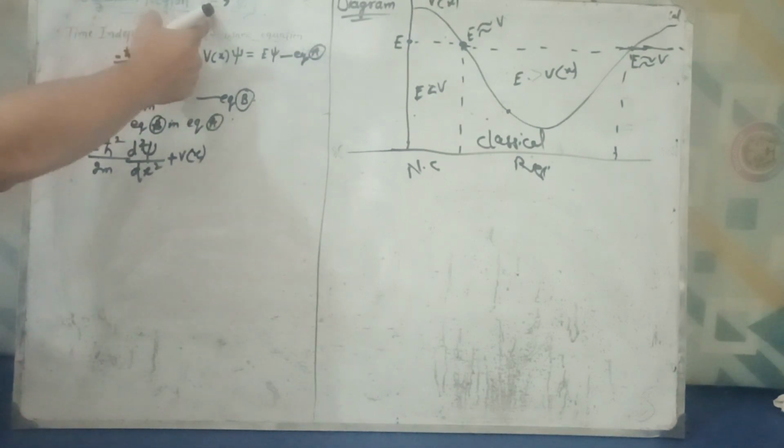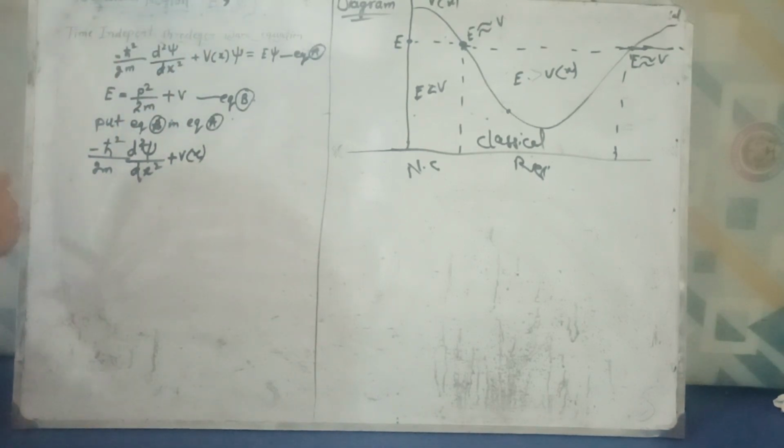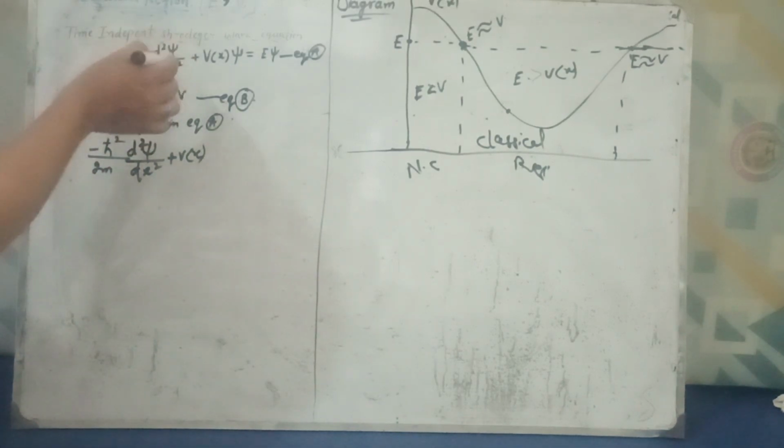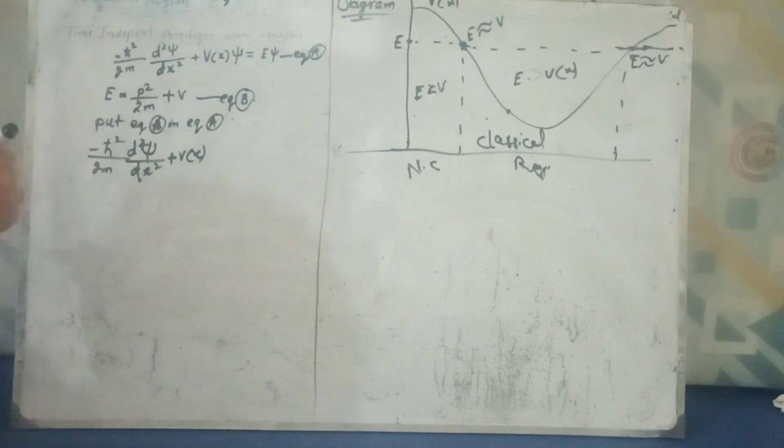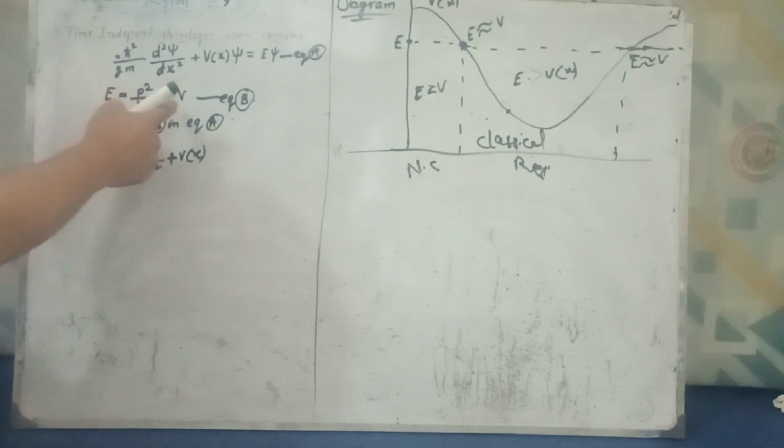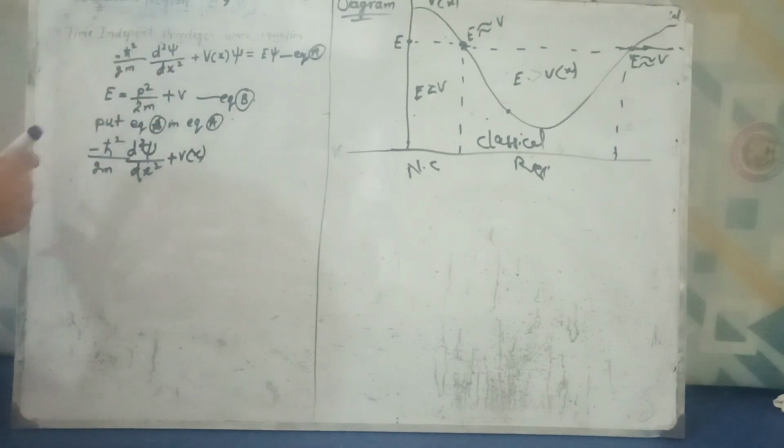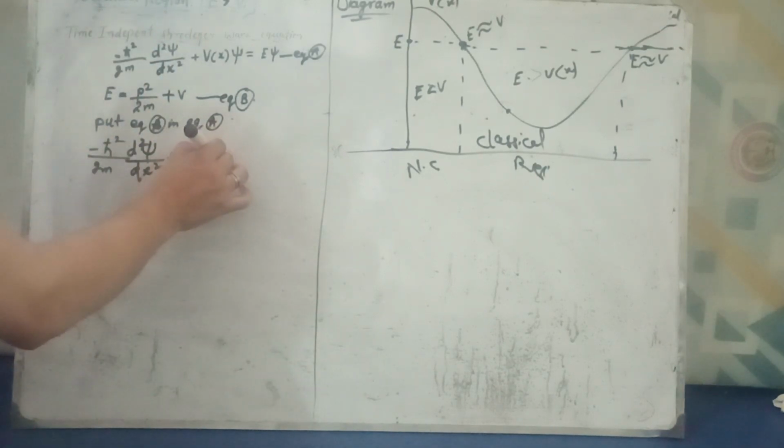In a classical region, the energy of the particle is greater than the potential. This is the time independent Schrodinger wave equation: minus h cut square divided by 2m d2 psi divided by dx2 plus V of x psi is equal to E psi. This is equation number A. In energy, we know that E is p square divided by 2m plus V. This is equation number B. Put equation B in equation A.